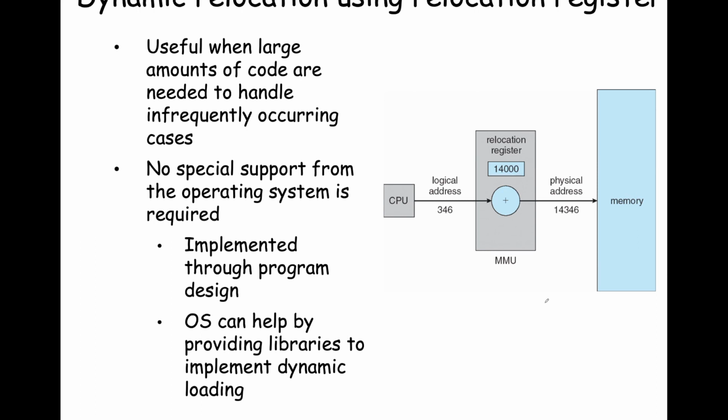So this requires no special support from the operating system. It's implemented through the program design, but the operating system can often have libraries to help you implement this dynamic loading. And so this is something that at the hardware level, the operating system can make it easier, but it's just the design of your program, the logical addresses that drives this process. The relocation hardware does all of this mapping for you.